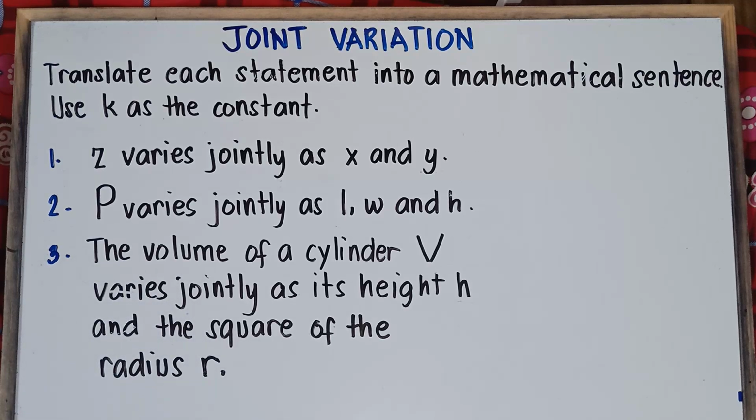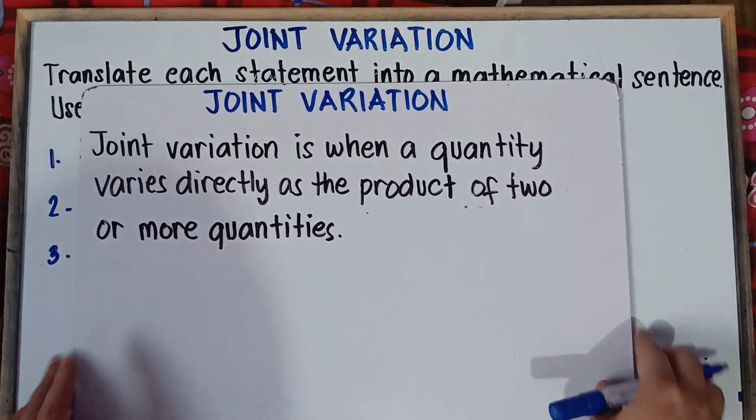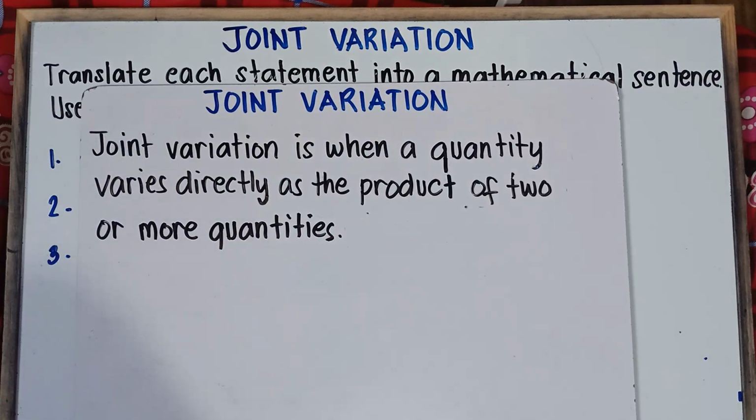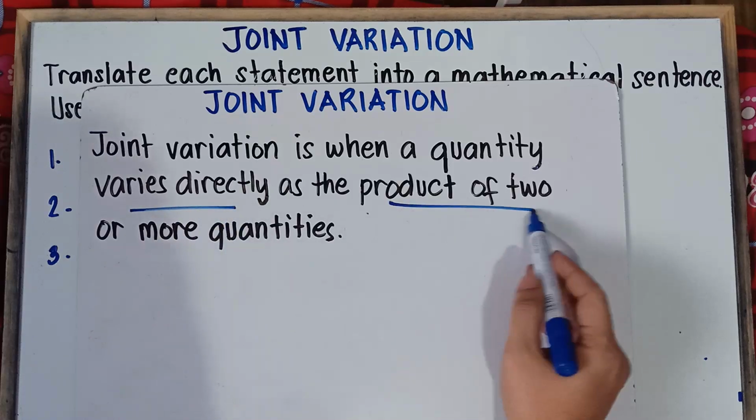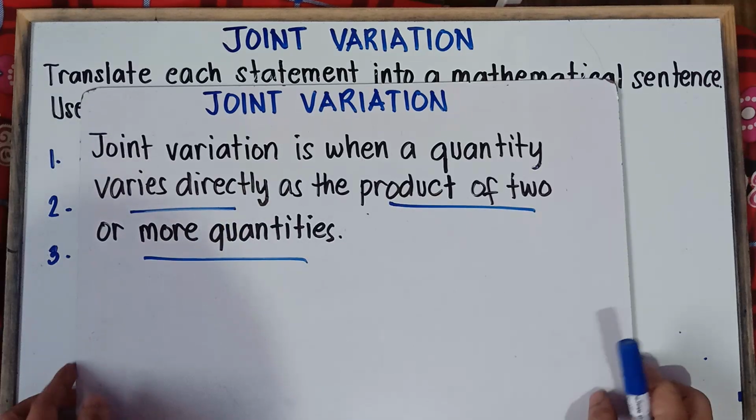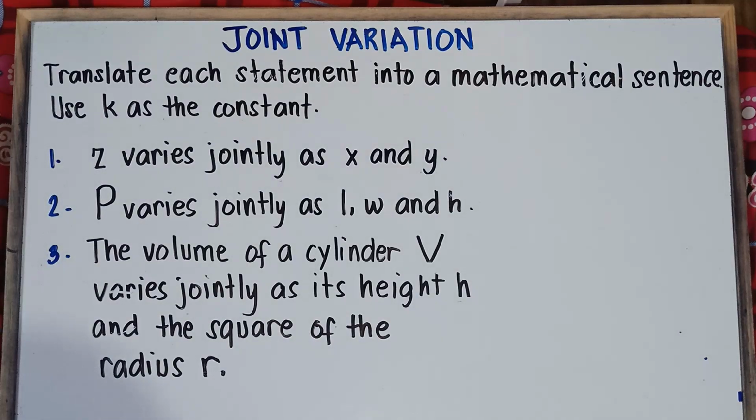Now before we answer number 1, number 2, and number 3, class, let's first define what joint variation is. Joint variation is when a quantity varies directly as the product of two or more quantities. So once again, let's remember this one: in joint variation, there would be varies directly as the product of two or more quantities. So let's start with example number 1.